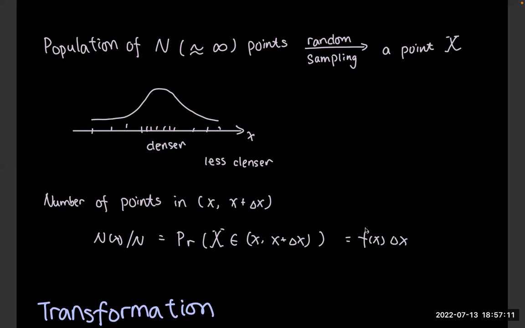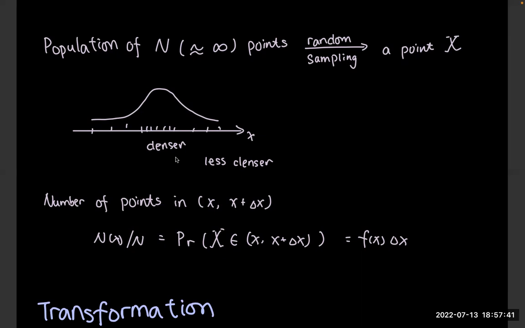So therefore, this f of x, even though it describes the population, there's nothing probabilistic. But under this random sampling, f of x also describes the probability that the random point falls into this small bin divided by delta x. That's why it is called a probability density function. So before sampling, it is a density function of the population. You can call this a population density function.